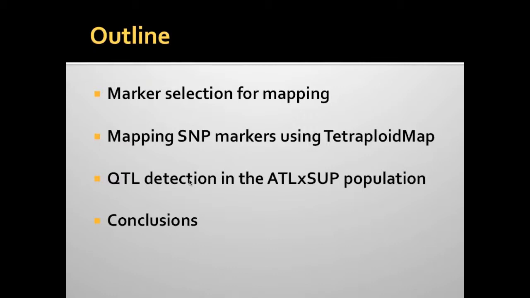So the presentation is divided in 4 sections. The first section is how I selected markers for mapping. The next one is how we go from having the markers to having a linkage map using Tetraploid map. The next section is how to detect the QTLs after we have the map. And finally, I will mention the conclusions as a summary.